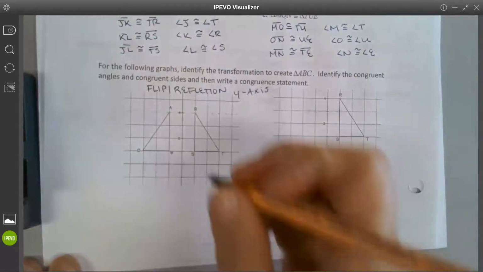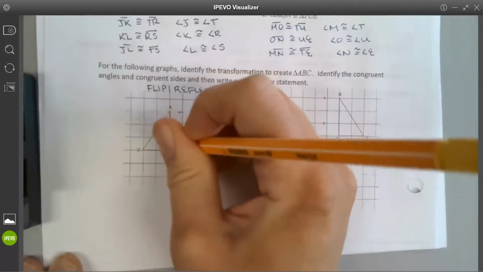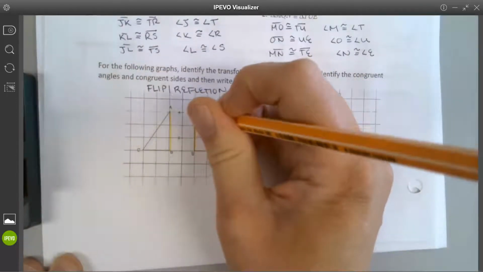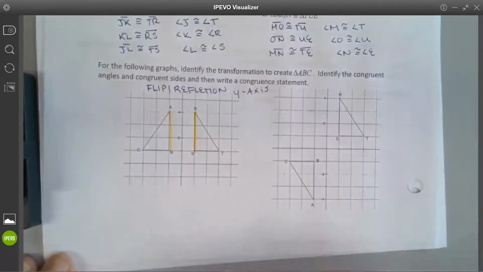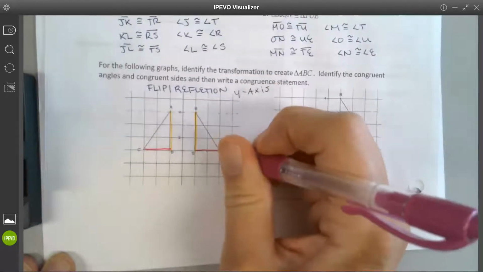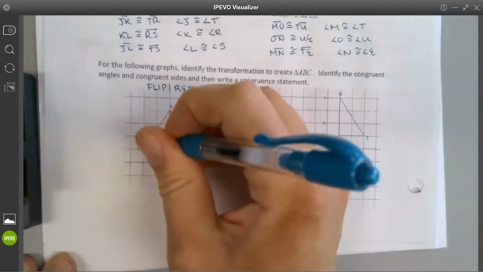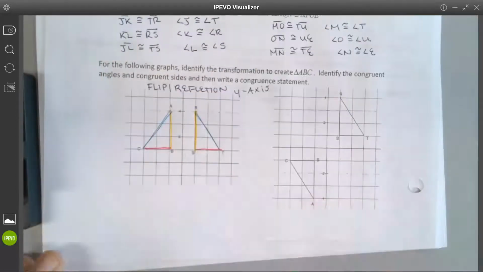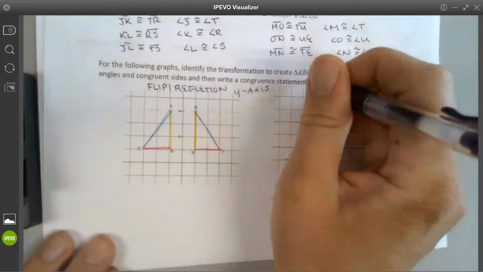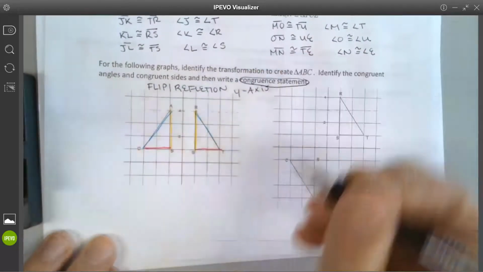And so I know that this side, that AB side, if I flip it over, now that's here. This side flipped over or reflected over matches here, and this side matches to this side. So you may be asked to write a congruency statement. So given a diagram, state the triangles that are congruent. Write a congruency statement.